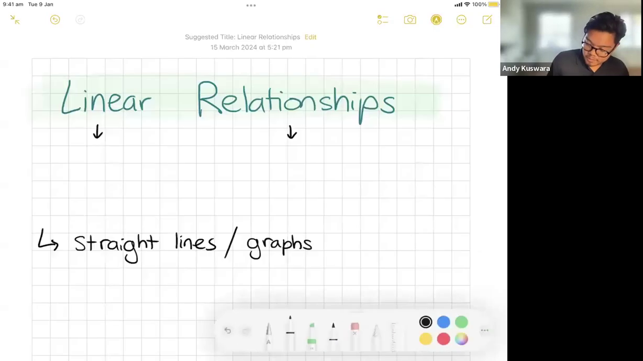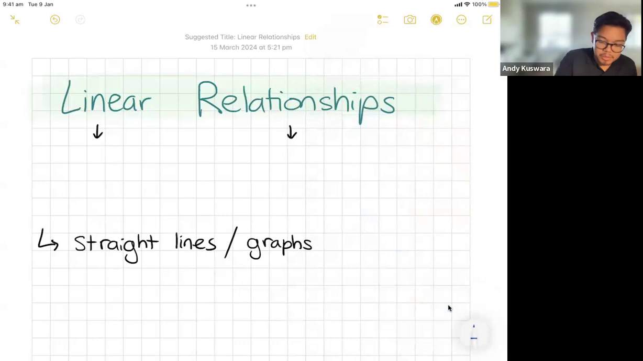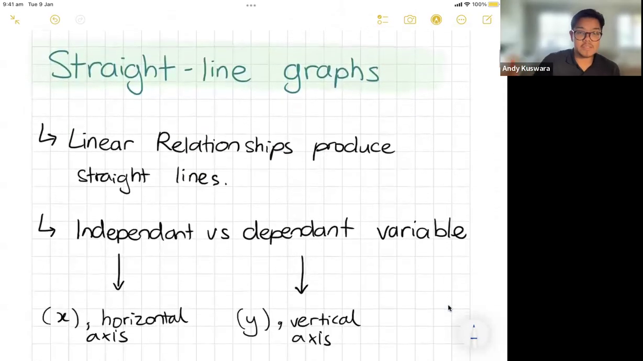Okay, here we go. New topic. We're talking about linear relationships. What are we talking about? When I talk about linear in this particular case, it just means we're talking about some sort of straight lines, and relationships, we're talking about how X and Y relate to each other. So, long story short, this whole topic is about straight lines. You hear the word linear relationships, we're talking about straight lines. First topic of the day, straight line graphs.